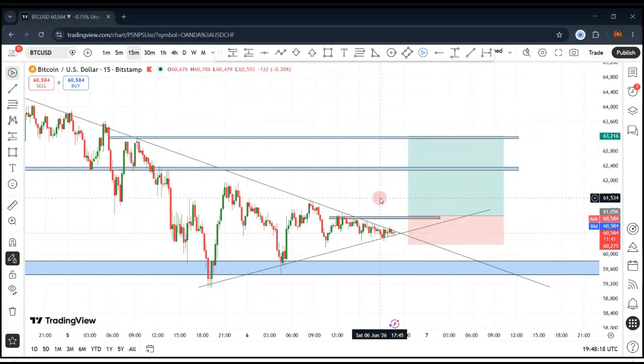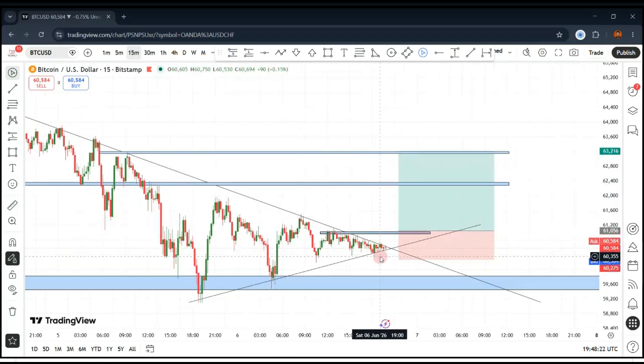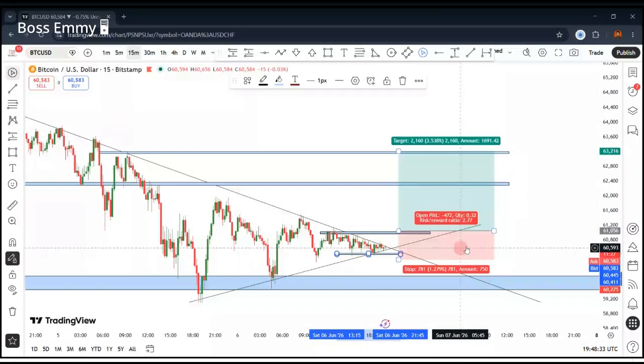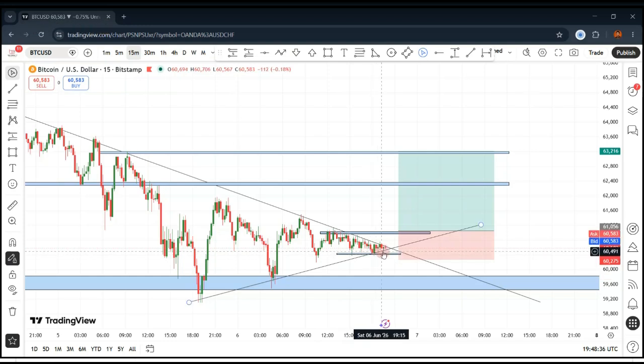Let me come again. Why am I taking my stop loss below this zone? Let me identify the zone. It is because if the market cannot break out from this zone to the downside now, and it happens to break this trend line to the upside, there's a high tendency that the market will not come back to break this zone. So that is why I am putting my stop loss below the zone.